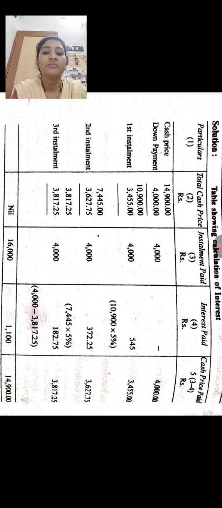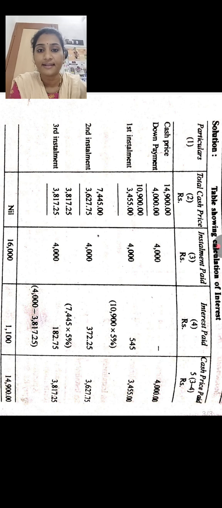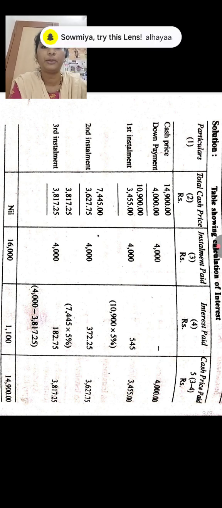Now for the second installment paid, we are going to subtract this value. So now we are going to calculate 5% interest on it. We take the amount 10,900 into 5%. So 10,900 into 5 divided by 100 is equal to 545 rupees, which is the interest paid for the first installment. So 4,000 minus 545 is 3,455 rupees.